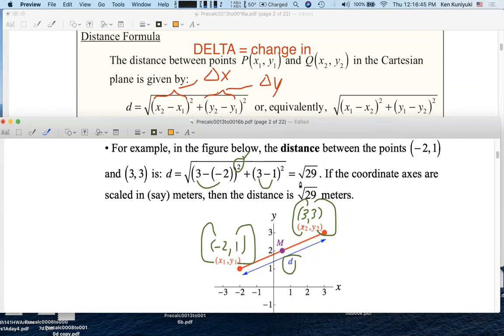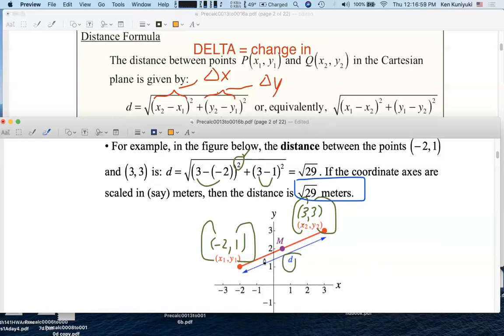The end result is root 29, and you should put a unit here, meters. Assume that the x and y axes are scaled in meters, unless I say otherwise. So the distance between these 2 points, or the length of this line segment, will be root 29 meters.